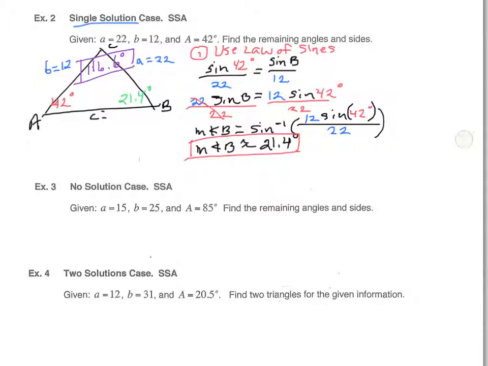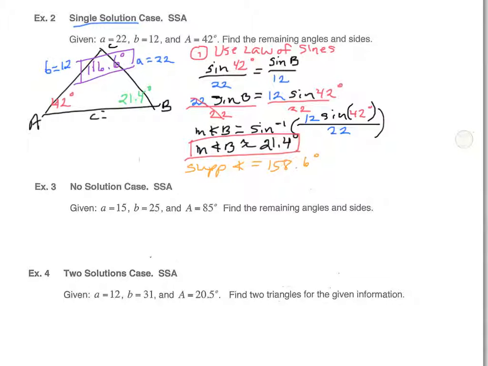However, angle B could be an obtuse angle because the 21.4 could be just our reference angle. So let's find the supplementary angle. How are we going to find the supplementary angle to 21.4? Supplementary angles add up to 180, right? So we take 180 minus 21.4, and we get 158.6 degrees.